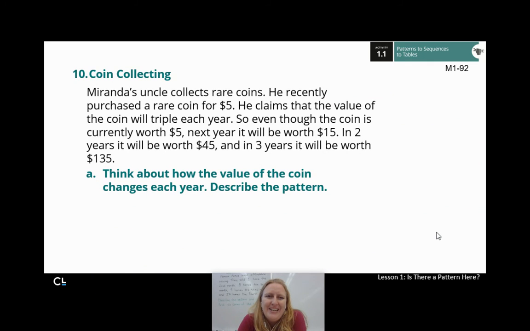Next up, page 92, coin collecting. Go ahead and hit pause, answer all the questions, hit play to check your work.